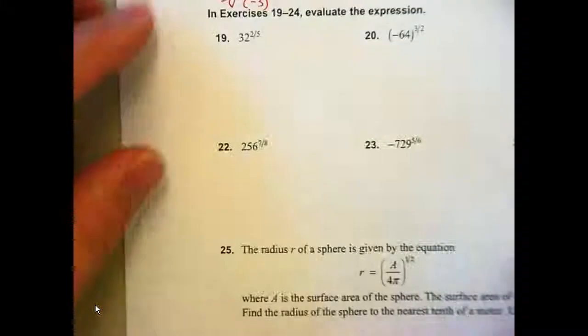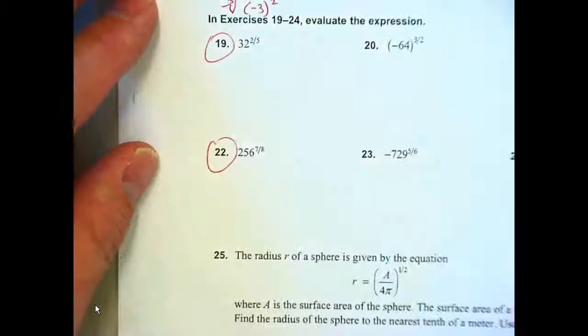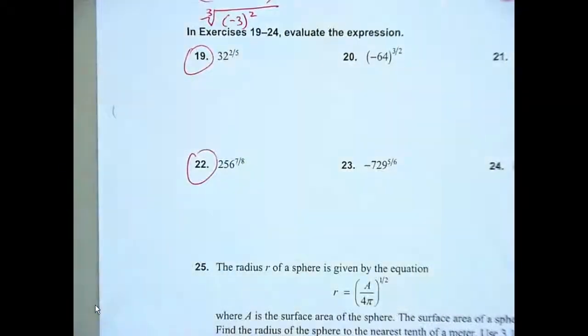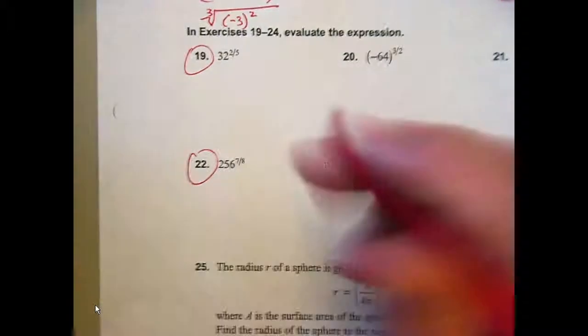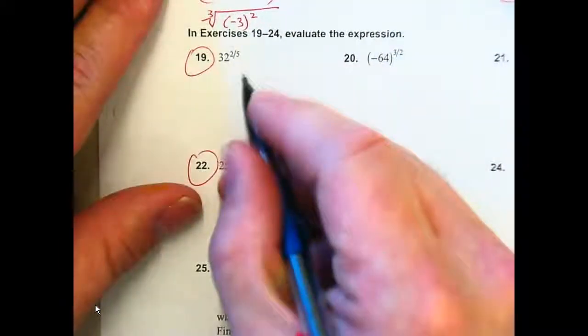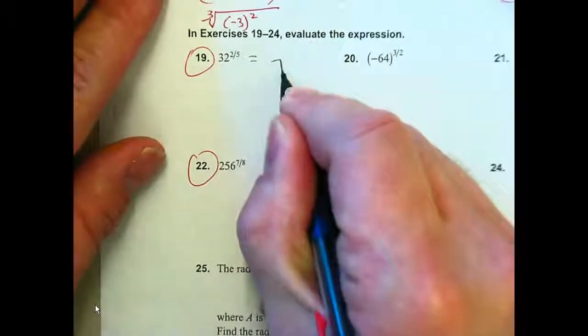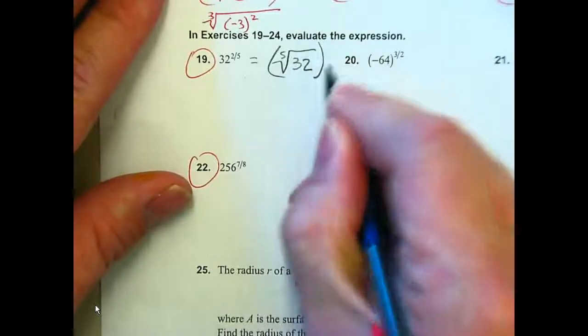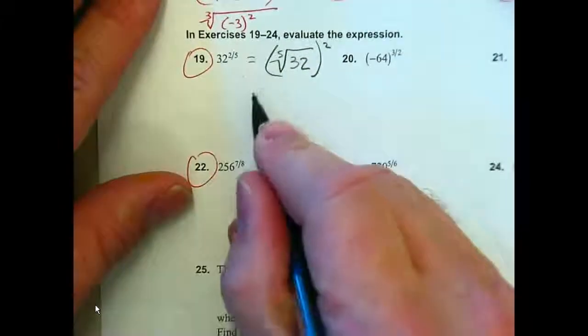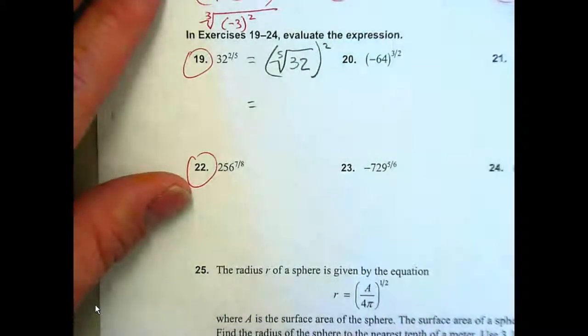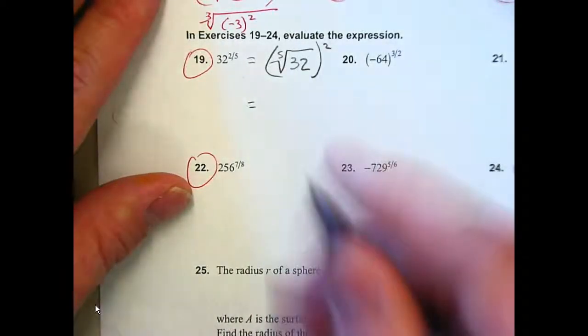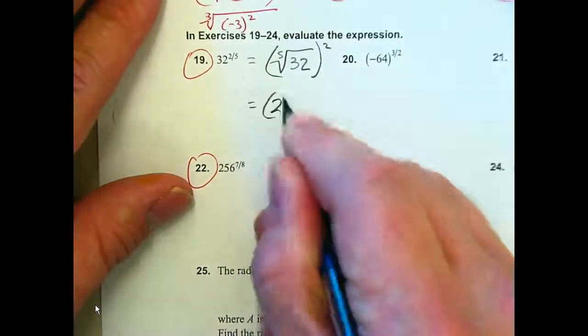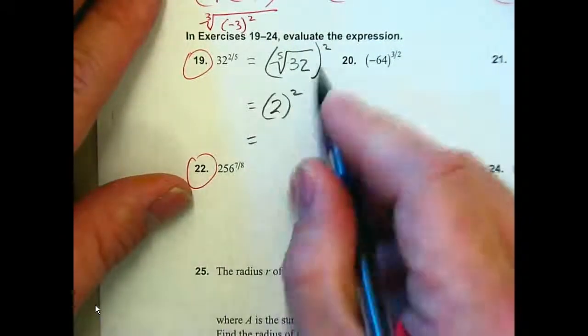Okay, last piece, number 19 and number 22. Evaluate the expressions. Okay, we're going to do those together. So, first thing I'm going to do is write it in this format. And I don't want to use a calculator on this one. Okay, what's the 5th root of 32? So start trying, 1 times 1, obviously that's just 1. How about 2 times 2 times 2 times 2 times 2? Good, so the 5th root of 32 is 2, and then square it, we get 4. That's our answer.